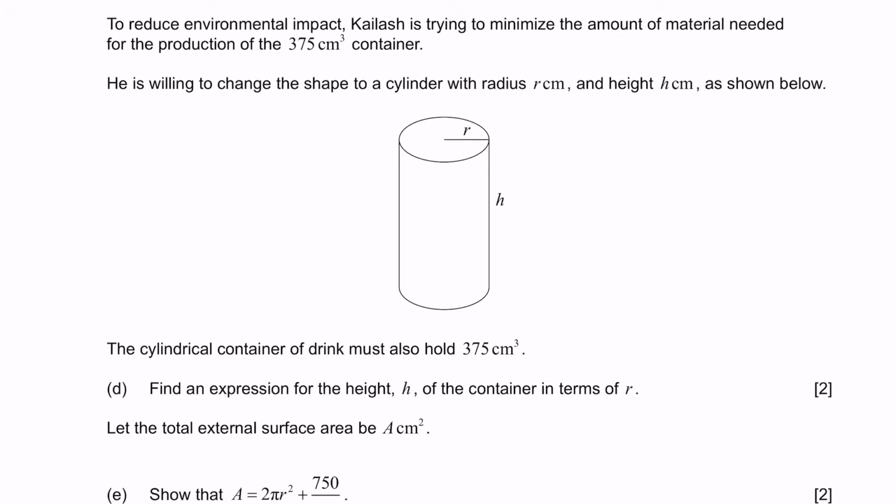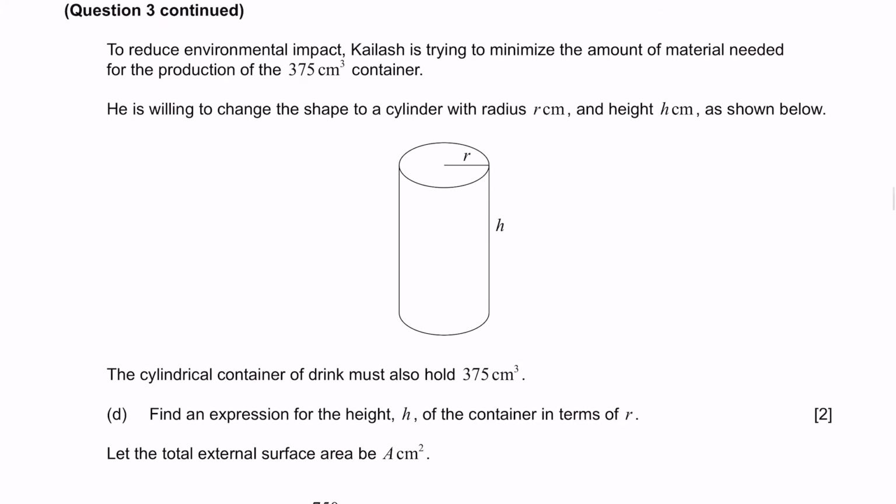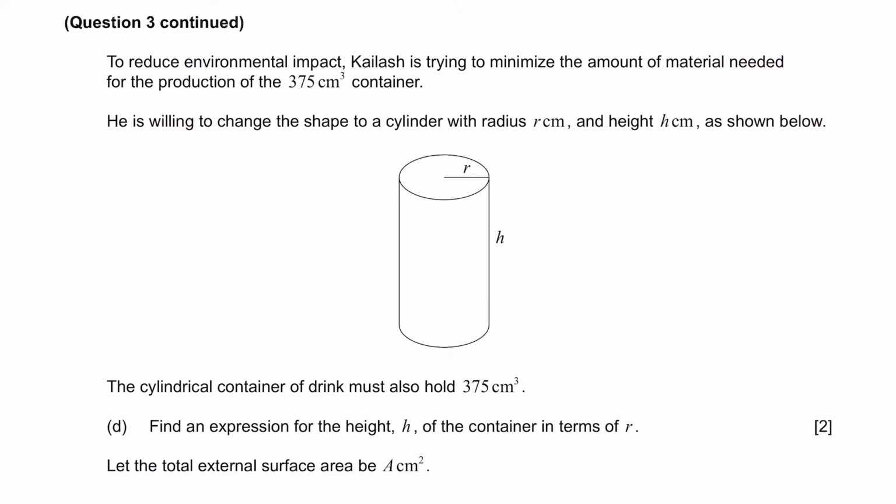Part D asks us to find an expression for the height h of the container in terms of r. Okay, so in this case, it's not going to be as simple as just saying that h is equal to 3r. In this case, actually, we can't give h a definite value yet. We can only write h in terms of r. That means h on one side, and it's going to be equal to a whole bunch of other stuff, also including the variable r. So how can we link h, r, and this volume of 375 centimeters cubed?